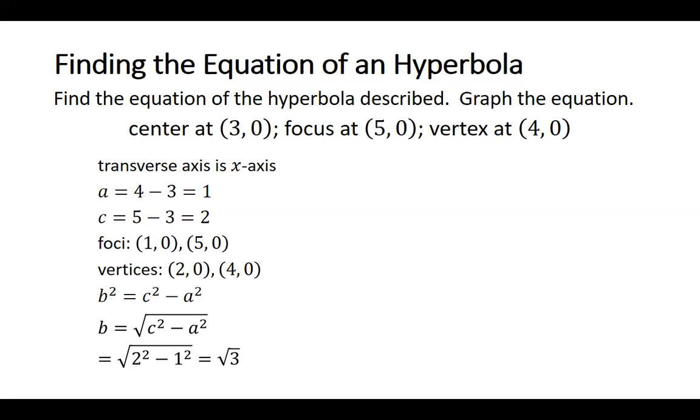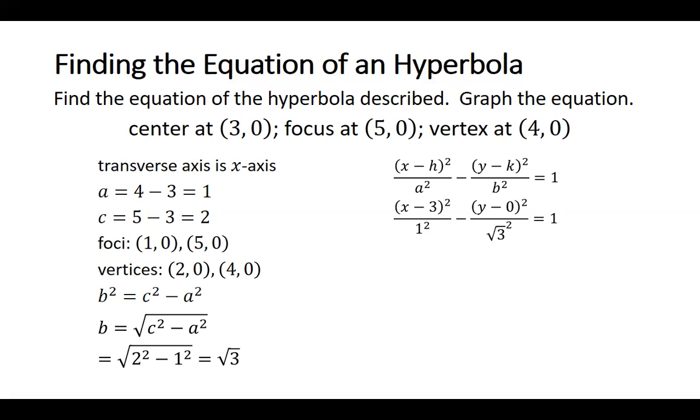So now since we have the transverse axis as the x-axis, or looking at it as parallel to the x-axis, then the equation is going to be x minus h squared over a squared minus y minus k squared over b squared is equal to 1. Our center's at 3, 0, so h is 3, k is 0. A was equal to 1, b was equal to the square root of 3, so we can plug those in. We get x minus 3 squared over 1 squared minus y minus 0 squared over the square root of 3 squared is equal to 1.